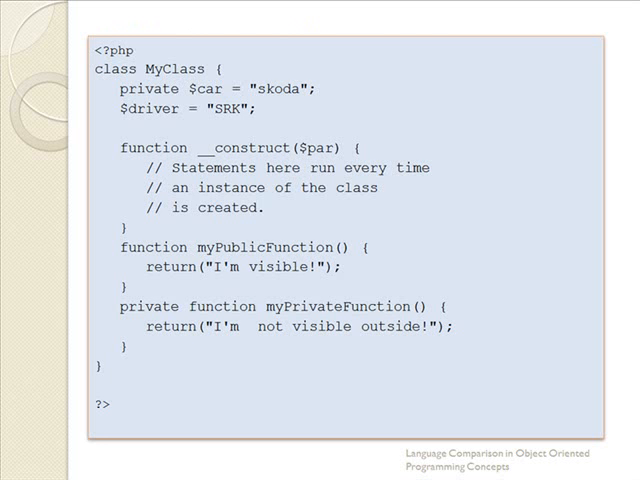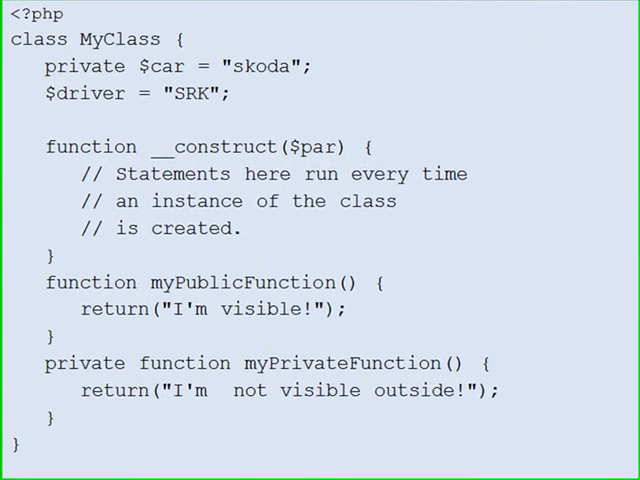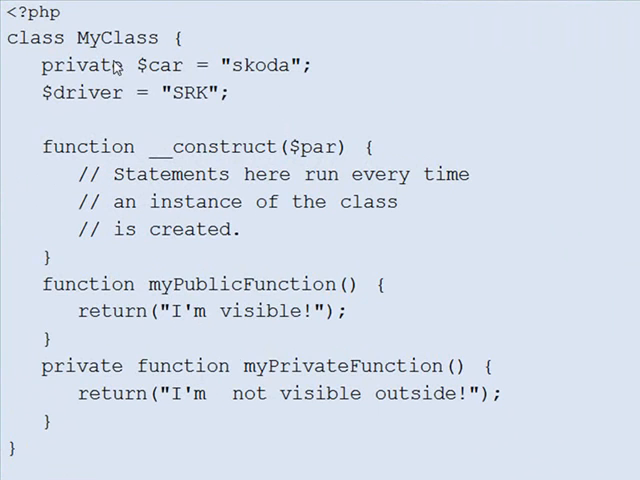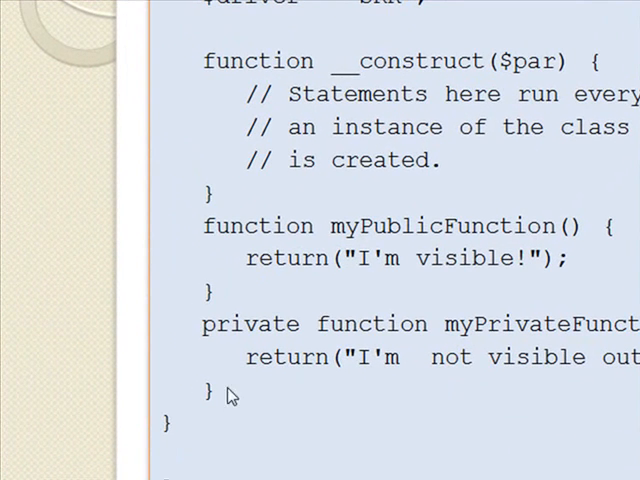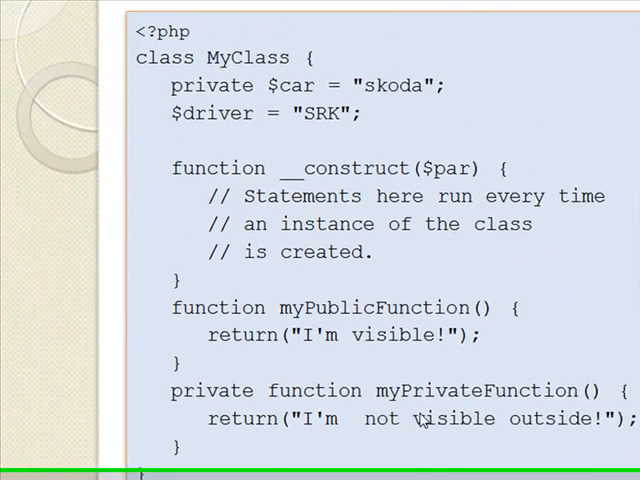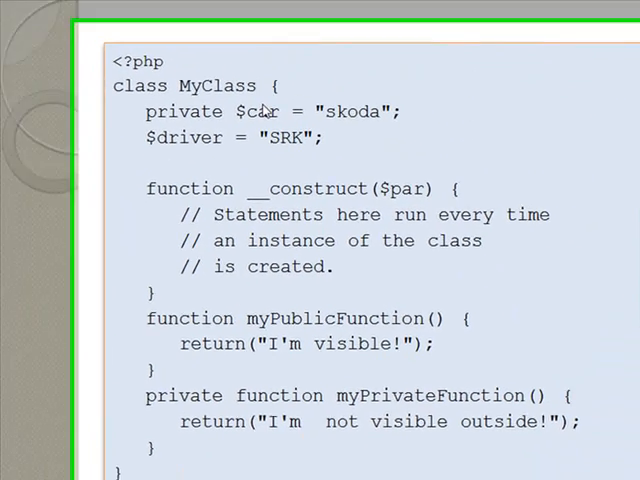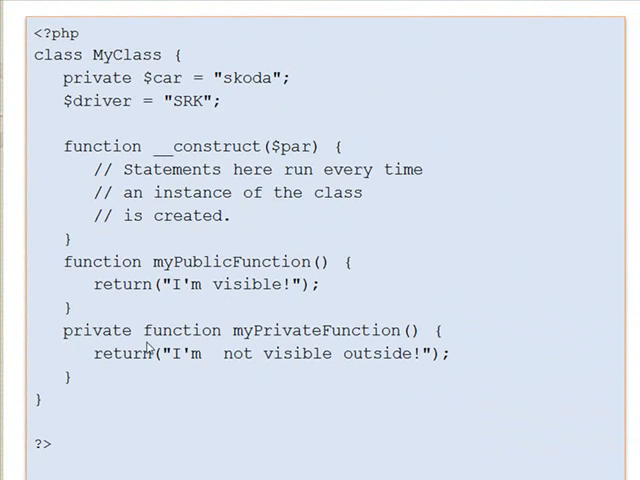When my class is inherited by another class using extend, my public function will be visible, as well as variable $driver. The extending class will not have any awareness of or access to my private function and variable $car because they are declared private.